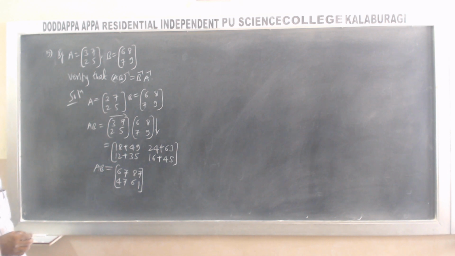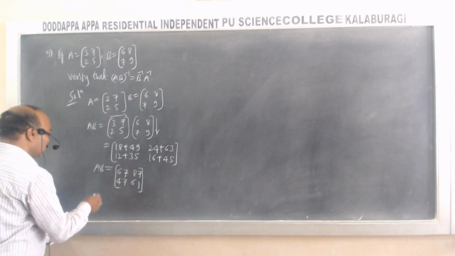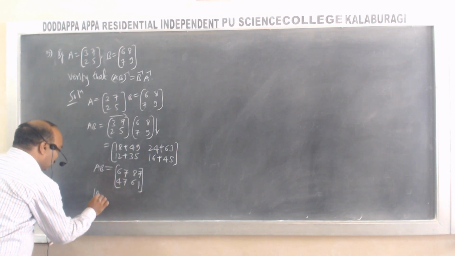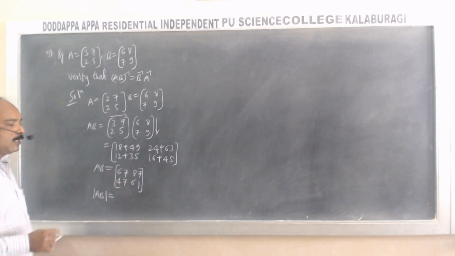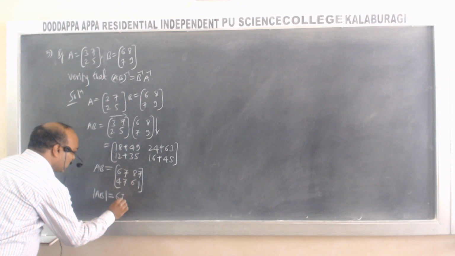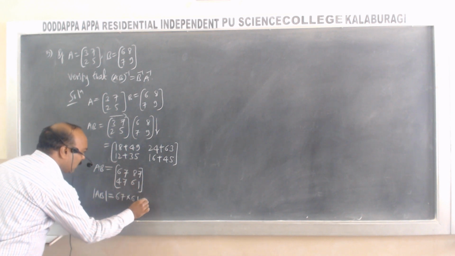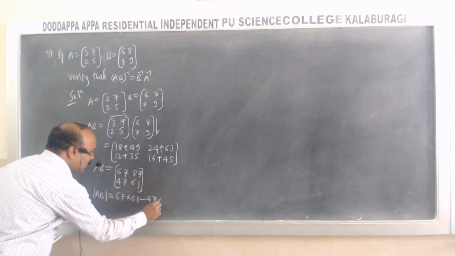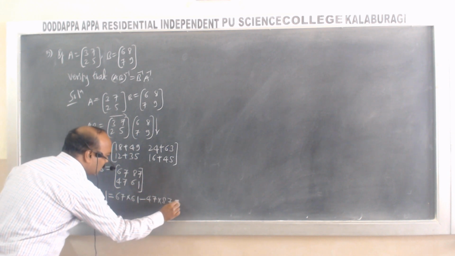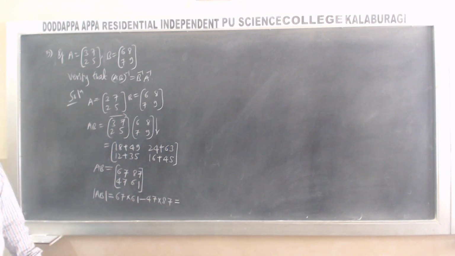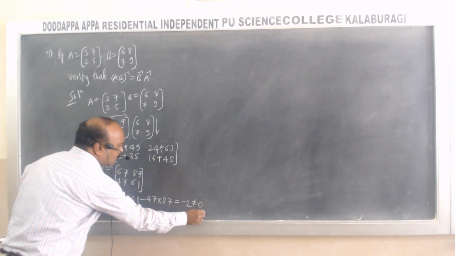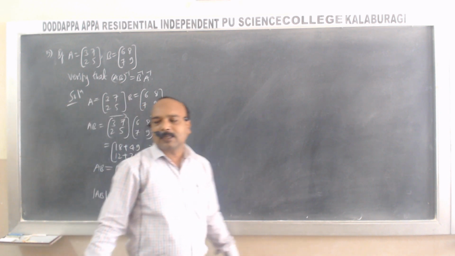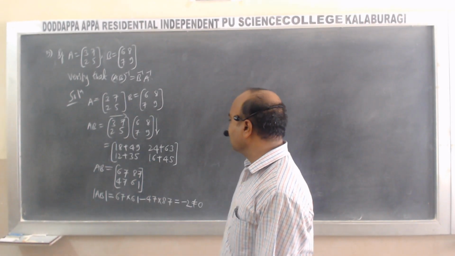Then we calculate the determinant of this AB and check whether it is non-singular or not. Determinant of AB is given by 67 into 61 minus 47 into 87. If we simplify this, we get the answer minus 2, which is not equal to 0. Hence it is a non-singular square matrix.